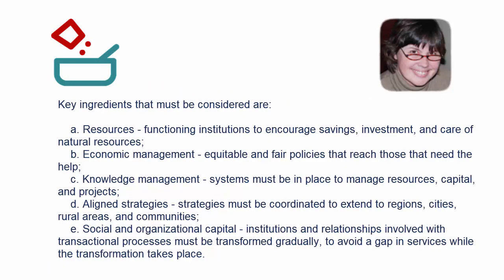Key ingredients that must be considered are: A. Resources. Functioning institutions to encourage savings, investment, and care of natural resources. B. Economic management. Equitable and fair policies that reach those that need the help. C. Knowledge management. Systems must be in place to manage resources, capital, and projects. D. Aligned strategies. Strategies must be coordinated to extend to regions, cities, rural areas, and communities. And E. Social and organizational capital. Institutions and relationships involved with transactional processes must be transformed gradually to avoid a gap in services while the transformation takes place.